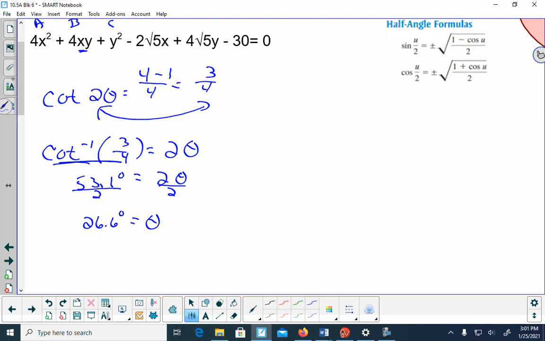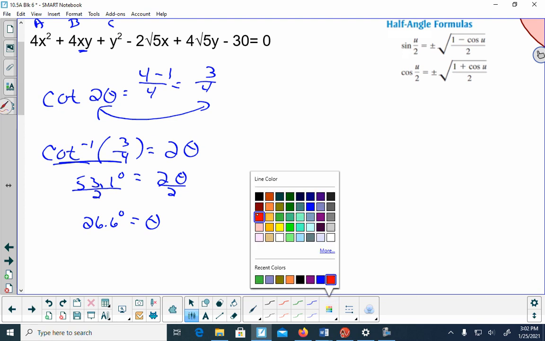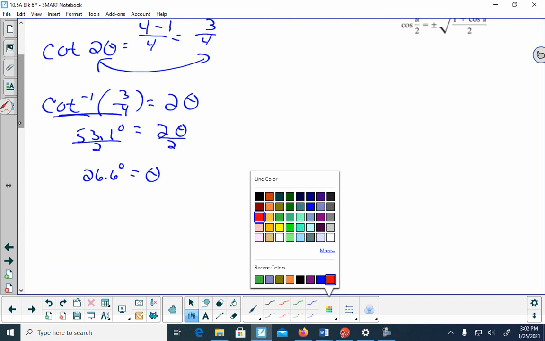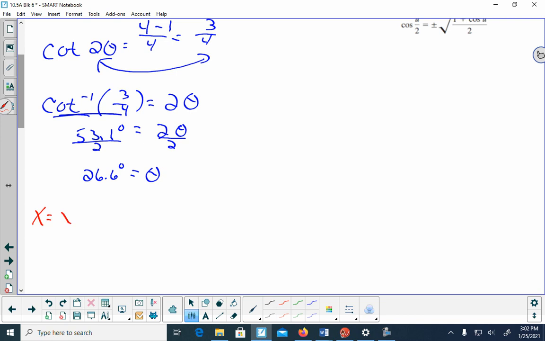Now the next thing we learned to do is replace our x and our y in our original equation with a new x and a new y in order to eliminate that xy term. And those formulas, remember, x is equal to x prime times the cosine of theta minus y prime sine theta. That's for the x, and the y is basically the same thing: x prime sine theta plus y prime cosine theta.